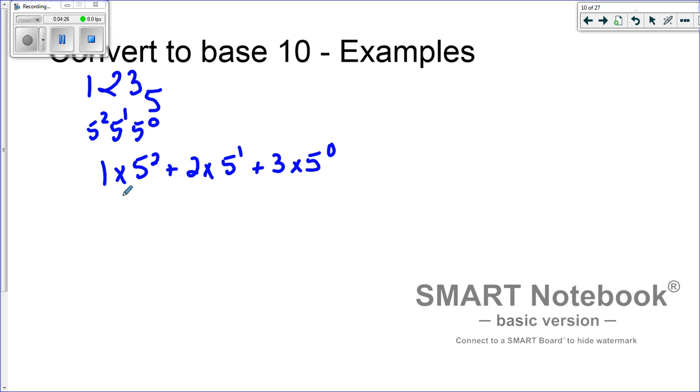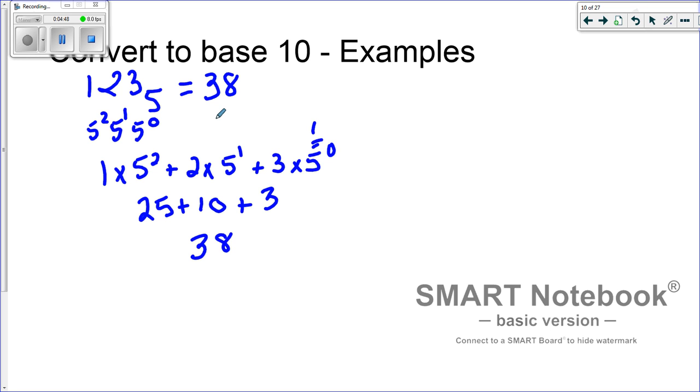So then I'm going to calculate. 5 to the second is 25, so I have one of those. 5 to the first is 5, so I've got two of those, that's 10. And anything to the 0 power is always 1, so this would be 3 times 1, which is 3. So this is going to be 38. So 1, 2, 3 base 5 is equal to 38 base 10. Okay, so let's look at another example.